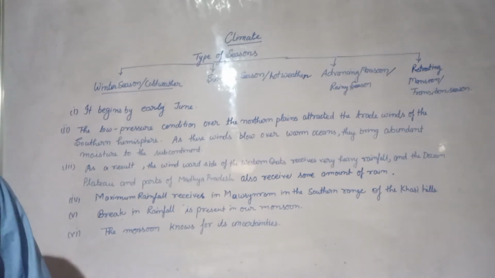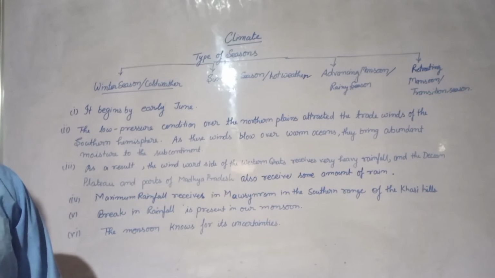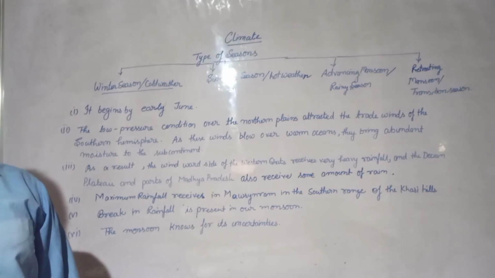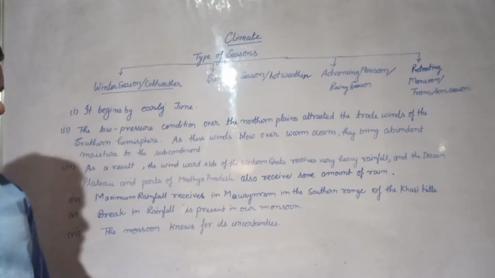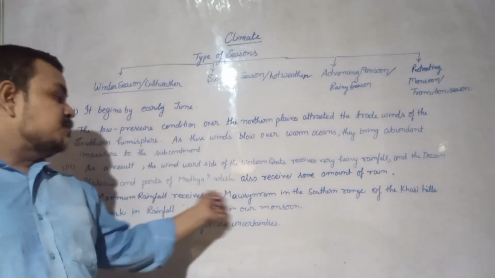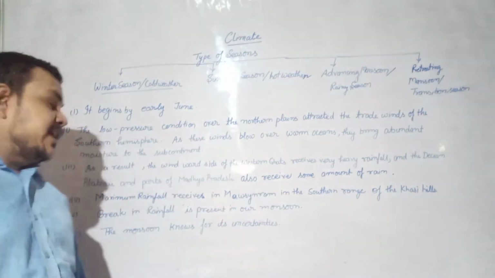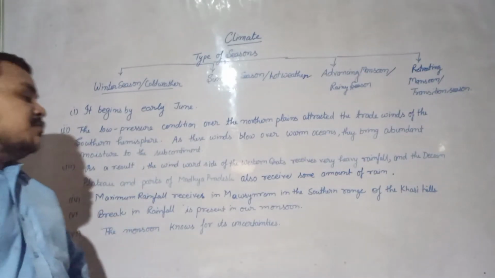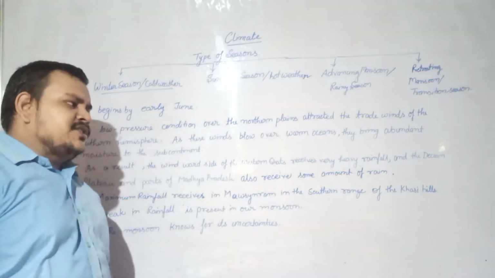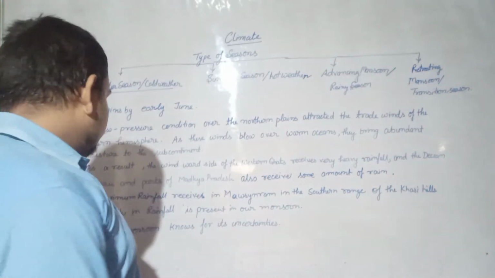As we have studied here, they receive some rainfall despite lying in the rain shadow areas. These places are present in the rain shadow areas. And the maximum rainfall is received in Mawsynram, in the southern range of the Khasi hills.